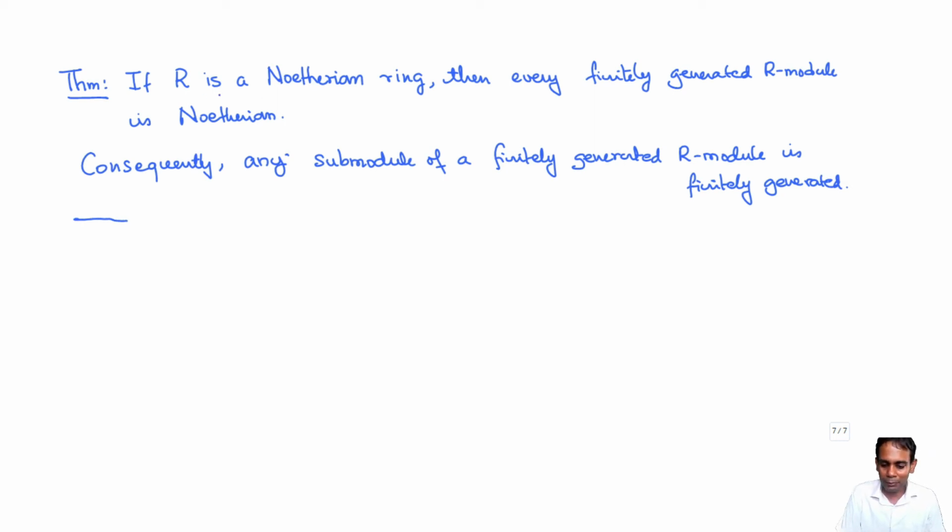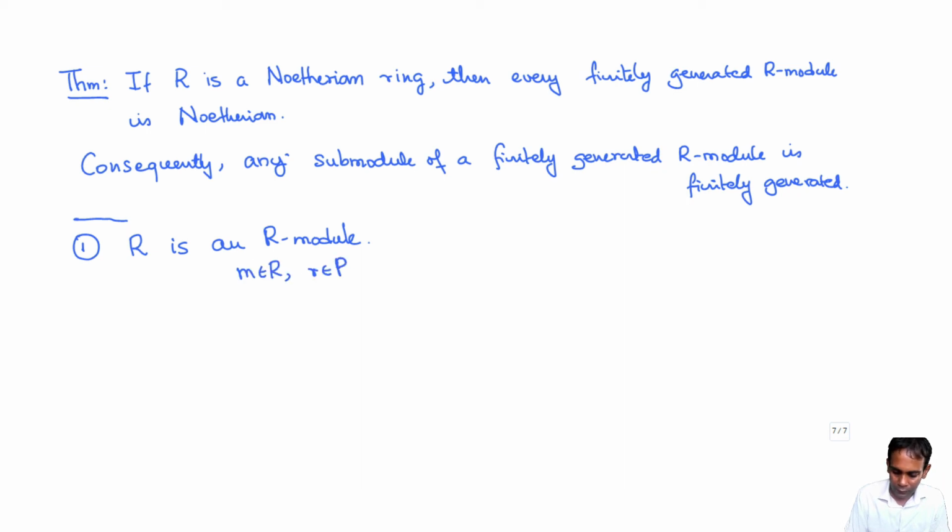First point is, what is the relation between R being a Noetherian ring and R modules? Suppose R is a ring, then R can be thought of as an R module itself. How? Given m in R and r in R, this is the module version of R and this is the ring R, you just define r dot m to be rm, the product in R itself, and you can check that R is an R module. This is sometimes called the regular R module.